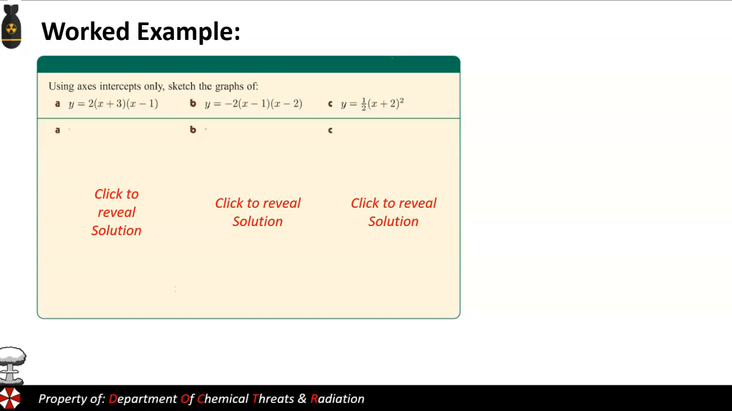Let's consider a worked example. So for part A, we want to find the axis intercepts and only using those sketch the graphs. So we're not going to know the exact shape. We're not going to know if it kind of looks like this or if it looks like this. That's going to be a bit tricky to tell. We can just do our best. So I'm going to go through A step by step and then I'll reveal the solution.